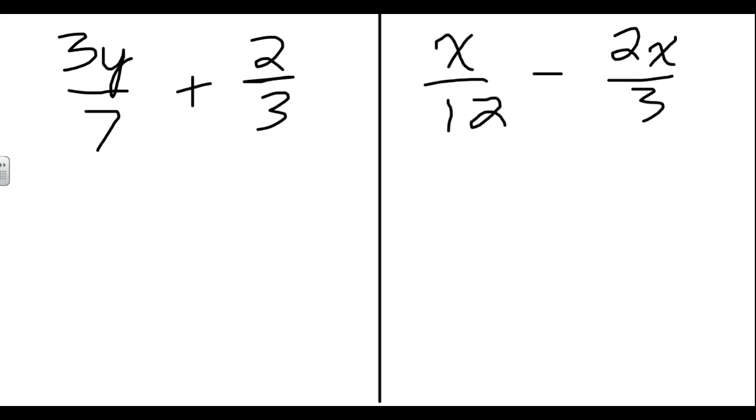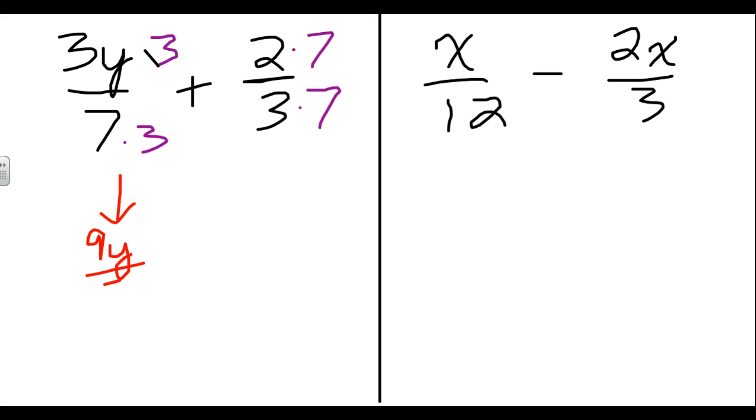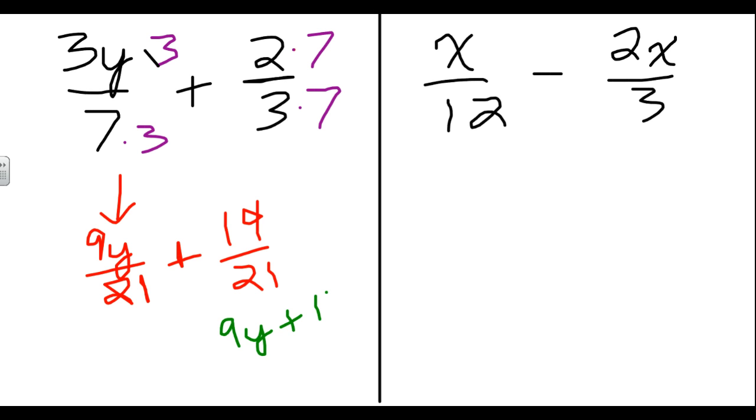So in the left-hand fraction, we have a 7 and 3. Our least common denominator is going to be 21. So multiply the fraction on the left by 3 over 3. Multiply the fraction on the right by 7 over 7. For the first one, 3 times 3y is 9y over 21. The fraction on the right becomes 14 over 21. And so our final answer here is going to be adding the numerators to get 9y plus 14 all over that same denominator, which is 21.